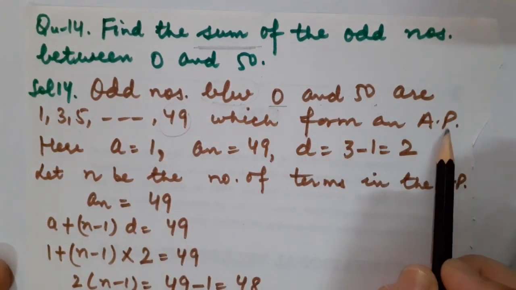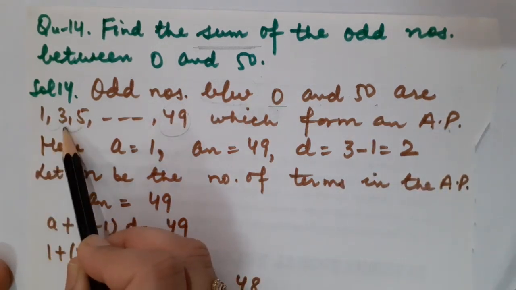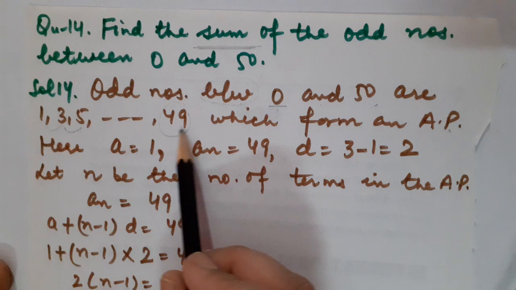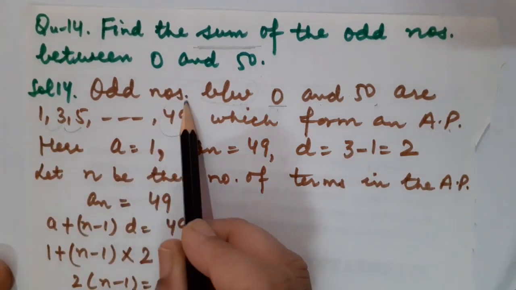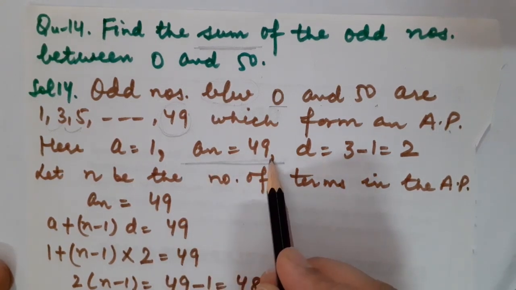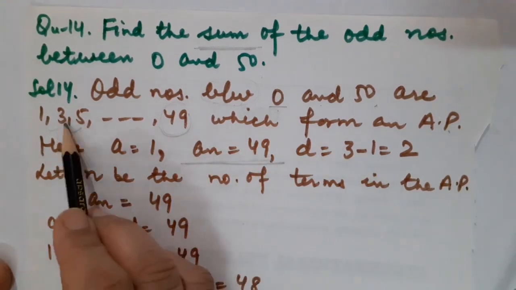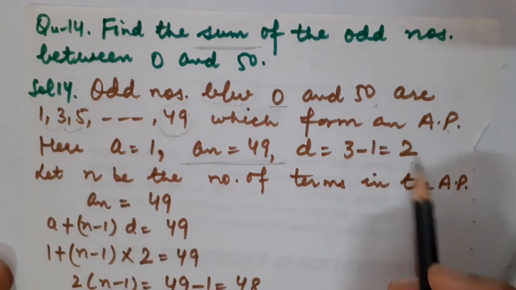Which form an AP? Are they really forming an AP? Of course, because the common difference is 2, correct? So as they are going to form an AP, what would be A? A is equal to 1. What is the last term, children? Here you have the last term given, that is An is equal to 49. And what is the common difference? That is 3 minus 1, which is equal to 2, correct?